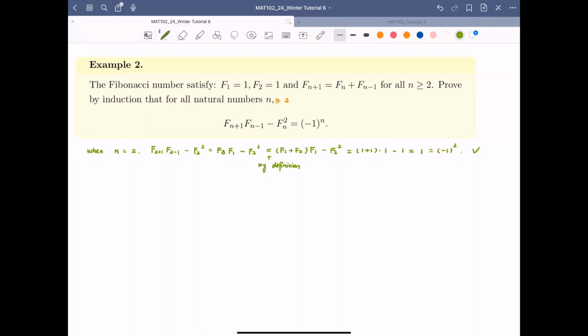A common mistake is you plug 2 into both sides and work on both sides. That's assuming what you need to prove. Okay? Do not do that.